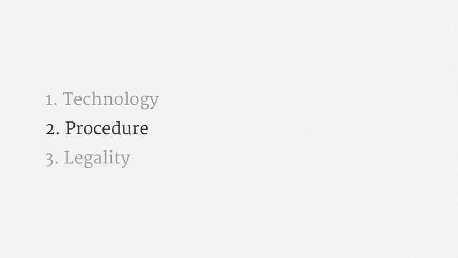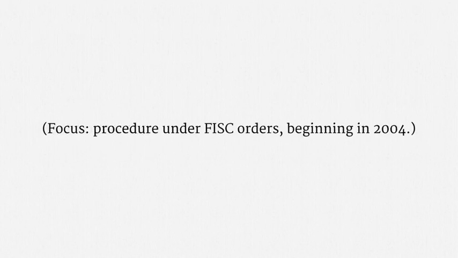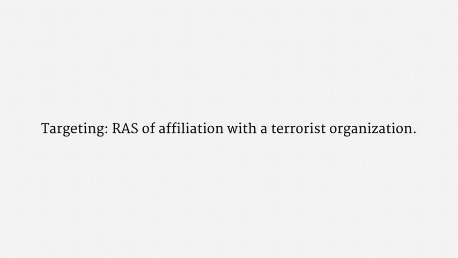Now let's turn to the internal procedures associated with the program. And I should note that this is the procedure established by FISC orders beginning in 2004. The procedure appears to have been different when it was a solely executive program. All right, so targeting for this program required reasonable, articulable suspicion of affiliation with a terrorist organization. Here's my understanding of how it worked, with the caveats that I'm slightly simplifying and slightly borrowing from what's known about the phone metadata program, since there's been more disclosed about that.